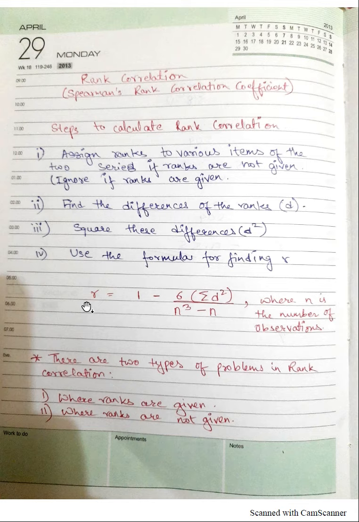R, the correlation coefficient, is equal to 1 minus 6 summation d square divided by n cube minus n, where summation d square is the sum of all the values of d square and n is the number of observations. So let us now move on to the examples so that we don't have a problem in understanding these steps, and we can understand these steps more comprehensively.